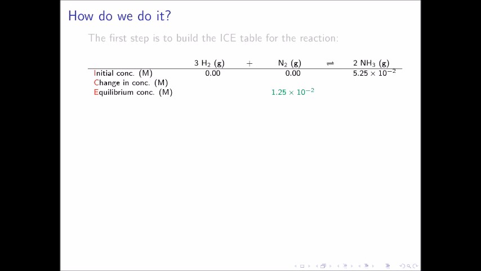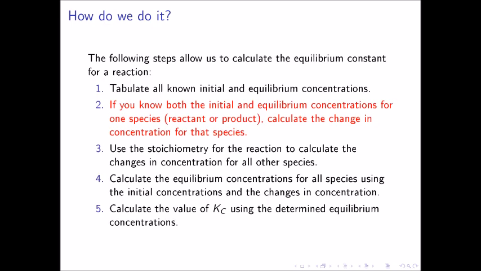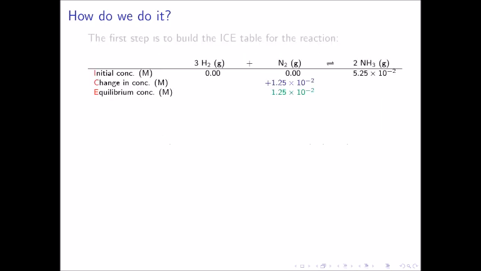Notice that this means that the reaction is back-reacting, causing the NH3 to decompose into H2 and N2. In our second step, we look for the species for which we know both the initial and the equilibrium concentration. In this reaction, that happens to be the nitrogen. We begin with 0 molar nitrogen, and at equilibrium we have 1.25 times 10 to the minus 2 molar. This results in an increase of 1.25 times 10 to the minus 2 molar as our change in concentration.